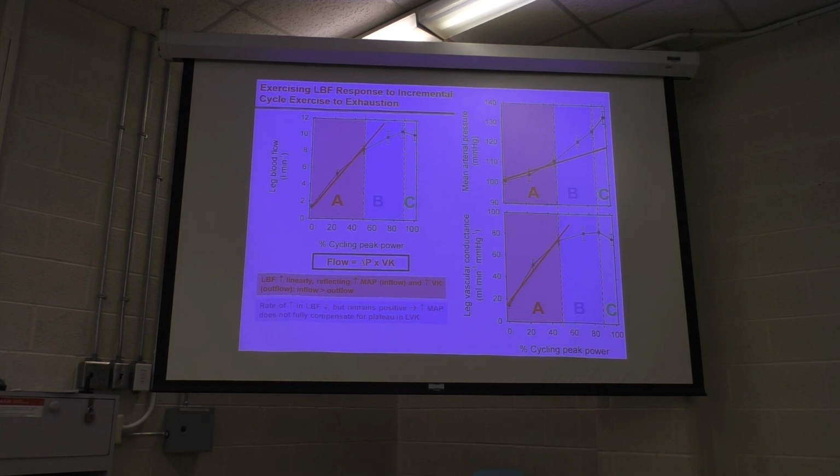But we're starting to plateau in the leg vascular conductance. And because the increase in pressure is bigger than the plateauing of the leg vascular conductance, you still have an increase in leg blood flow, but it's just a less steep increase. And then of course we get up to exhaustion here.